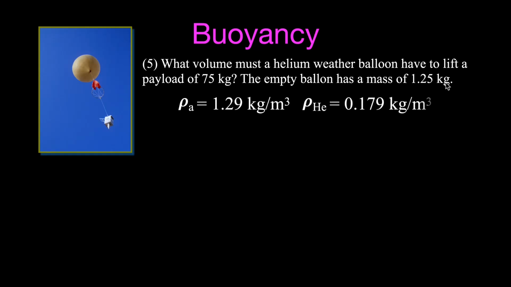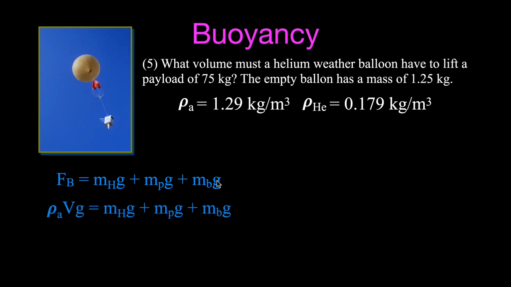This is the density of air. This is the density of helium. And we know that the buoyant force has to lift those things up. So it has to be more than the weight of the helium. Now, I didn't put He here. This is not hydrogen. This is helium, H for helium. Then this is the mass of the payload, or the weight of the payload. And this is the weight of the actual balloon.